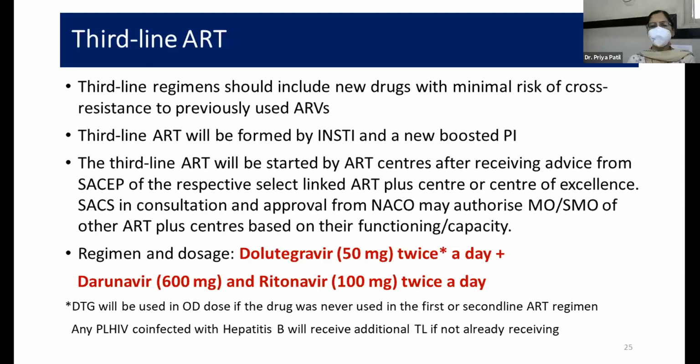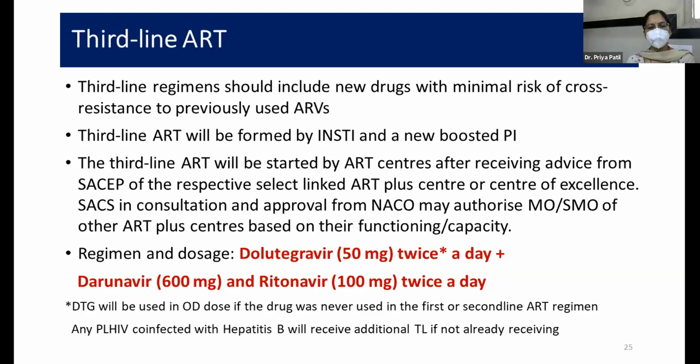SACS in consultation and approval from NACO may authorize the MO or SMO of other ART plus centers based on their functioning or capacity. So the regimen for third line will be dolutegravir 50 mg twice daily with darunavir 600 mg and ritonavir 100 mg twice daily.